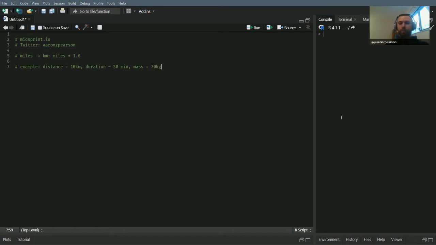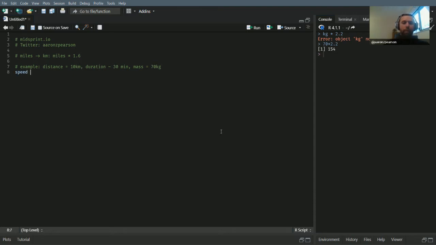Again, if you want to convert kilograms to pounds, you go kilograms times about 2.2. 70 kilograms times 2.2, and we have somebody who weighs about 154 pounds.